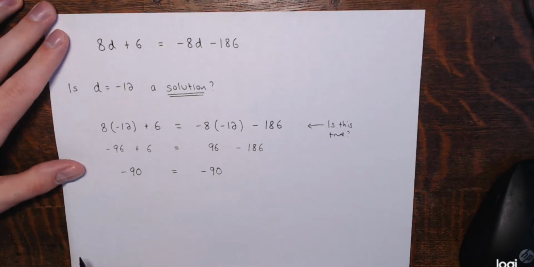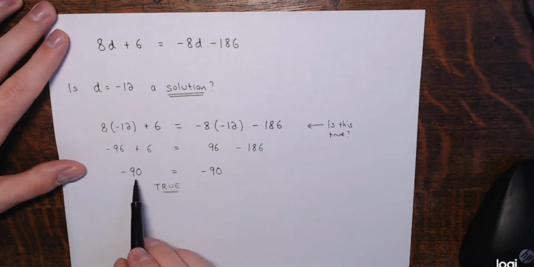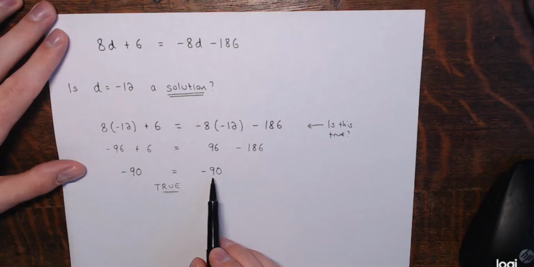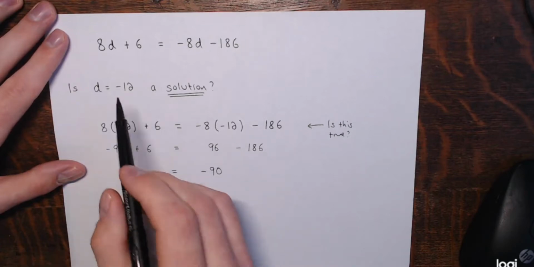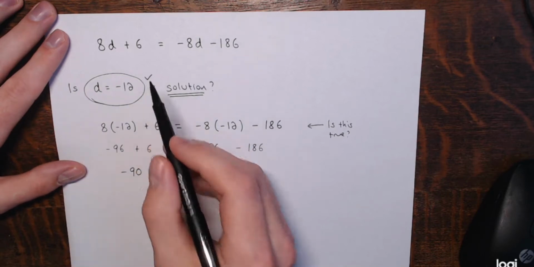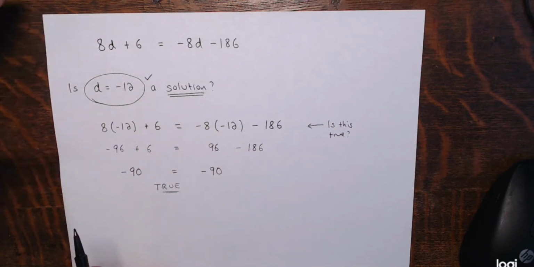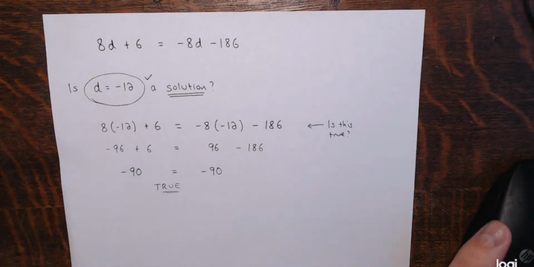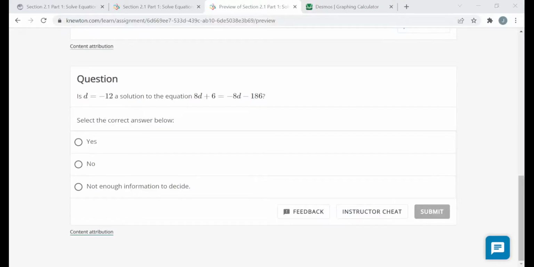So the answer to the question is yes, this is a true statement. The number on the left side of the equal sign is the same as the number on the right side after I simplified. Check that off. D equals negative 12 is indeed a solution of this equation. So going back to the assignment, I just toggle the button yes.